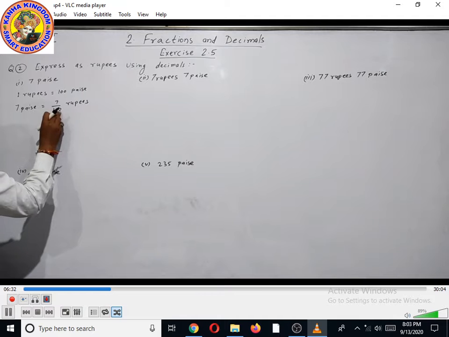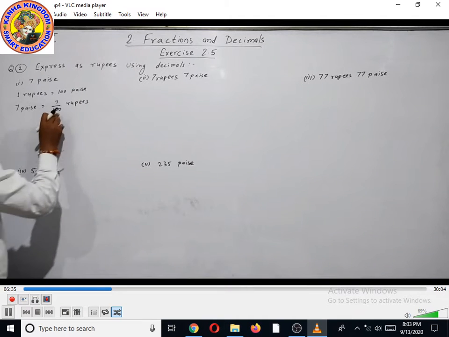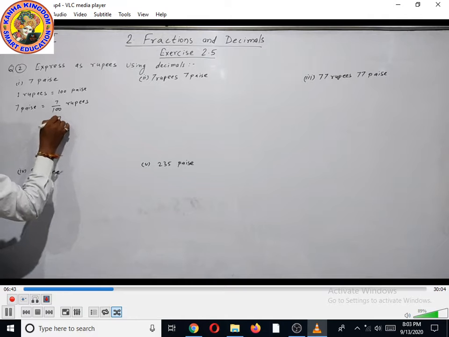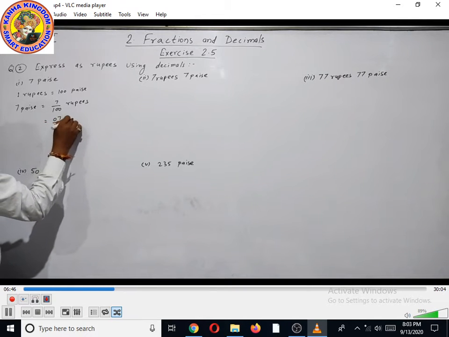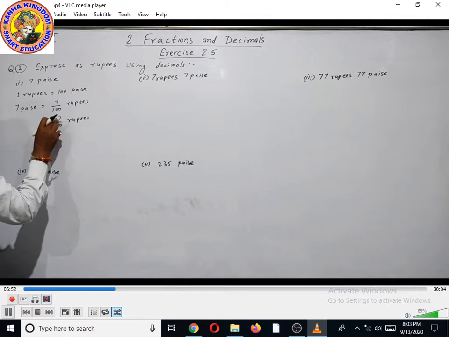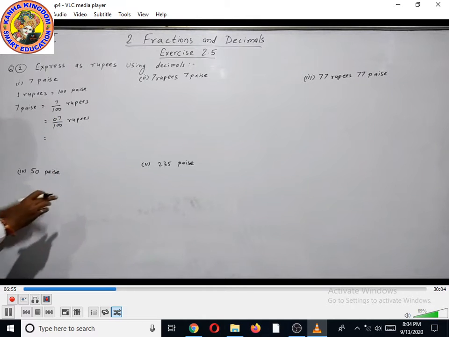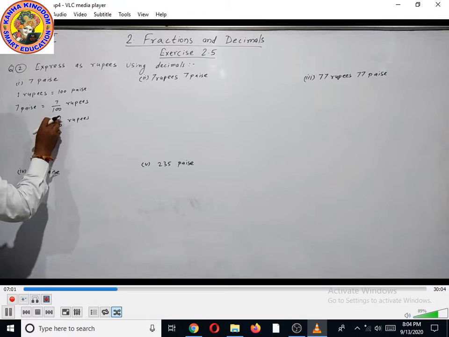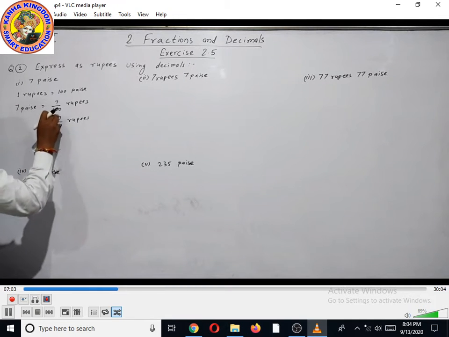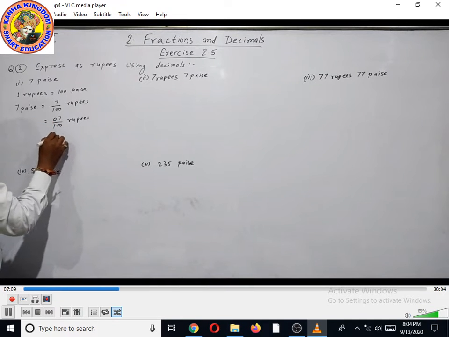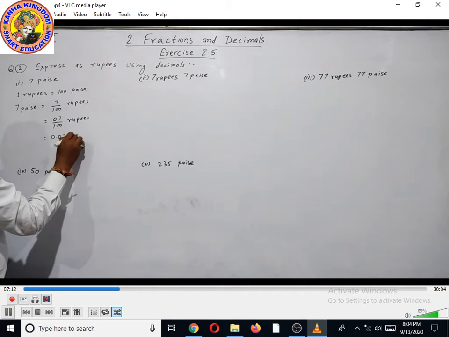Now there are 2 zeros, so we will add 2 decimal places. One is here, another is here, so this can be written as 07 upon 100 rupees. You can add 0 on the left-hand side of the integer part, not the right-hand side. With 2 zeros, that is 2 decimal places, this can be written as 0.07 rupees.